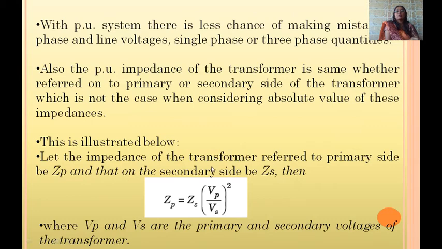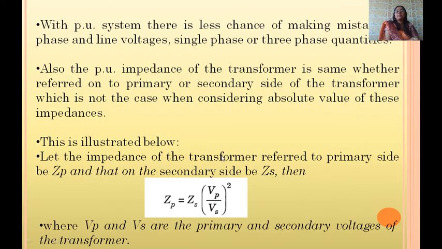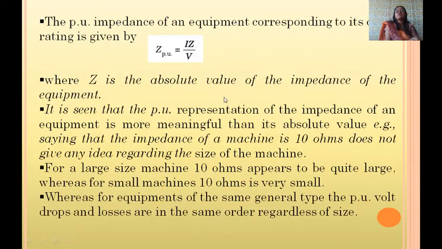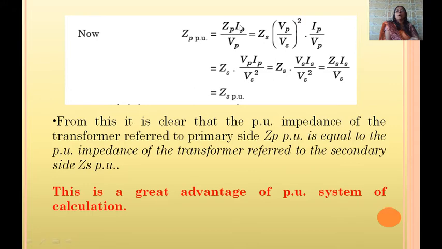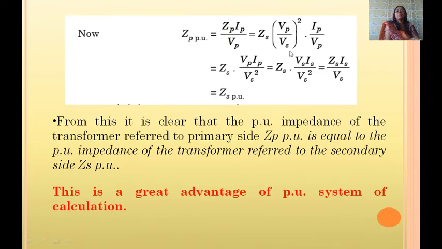Zp is the transformer impedance referred to the primary side. Now Z per unit, Zp per unit, is Zp into Ip, considering the formula I into Z by V. Zp is the primary side impedance, Ip the primary side current, Vp the primary side voltage. So Zp is represented by Zs into (Vp by Vs) whole squared, into Ip by Vp.